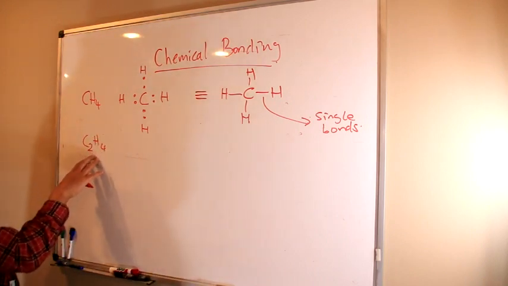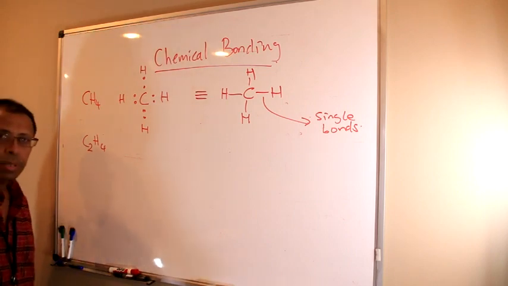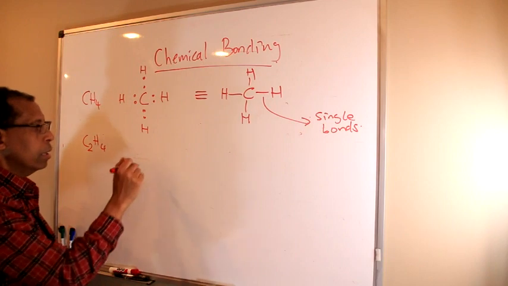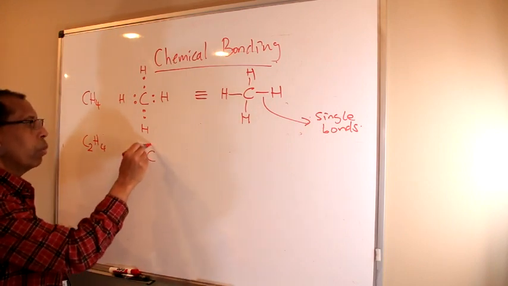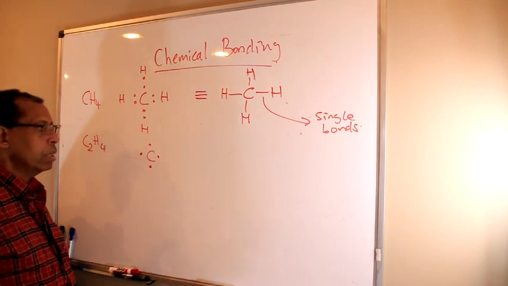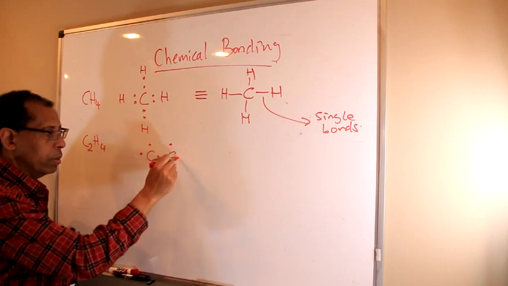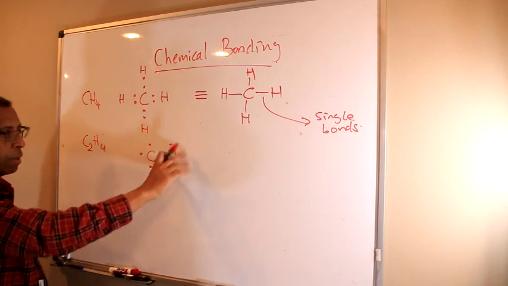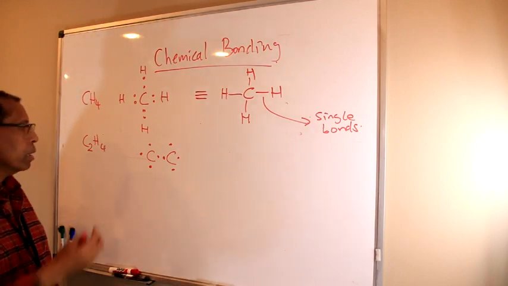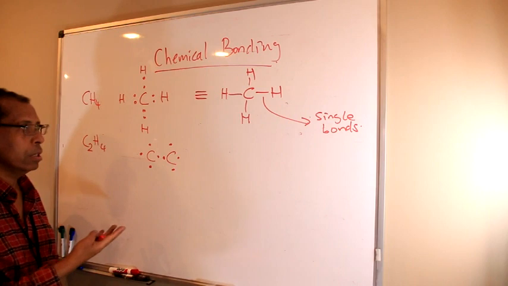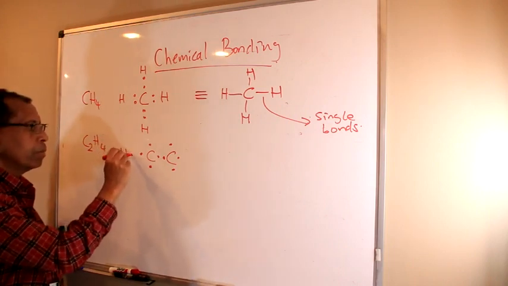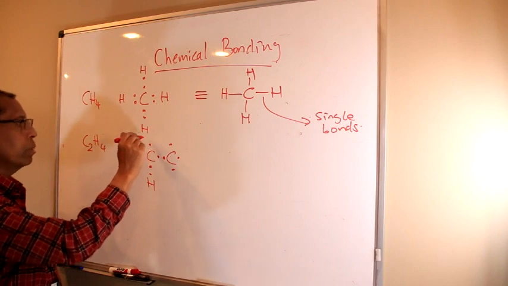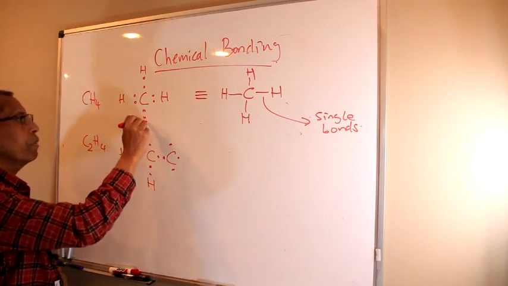C2H4 is an organic compound that has two carbons. Therefore, the two carbons necessarily are bonded through a covalent bond. So let's just put the two carbons. Carbon 1 with its four electrons around it, another carbon with its four electrons around it. 1, 2, 3, 4. That's four electrons. So when you make bonding, there are four hydrogens that can be accommodated in this structure. That means you have hydrogen, another hydrogen, and so on.